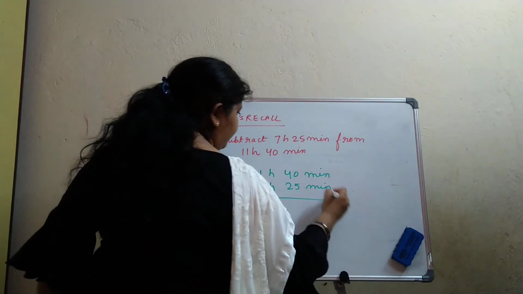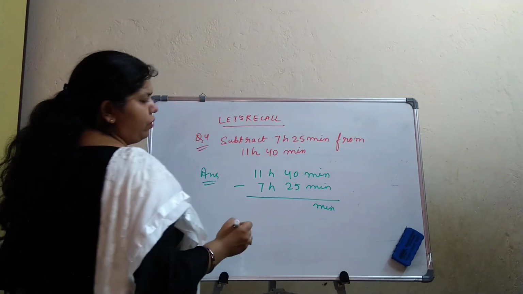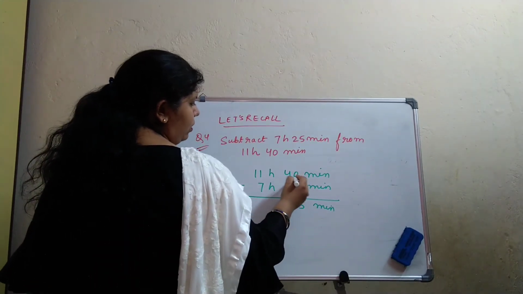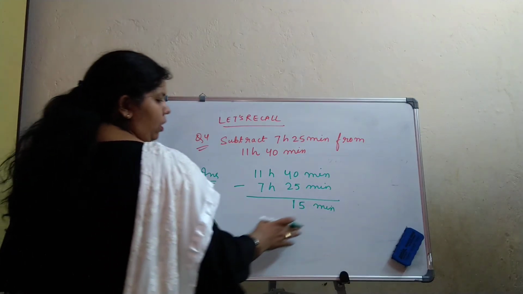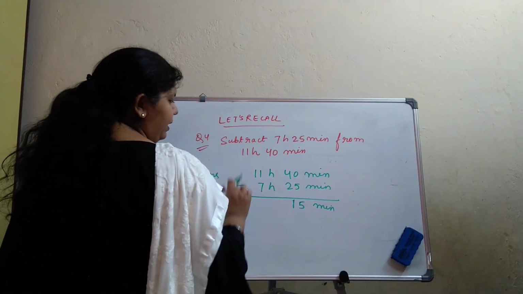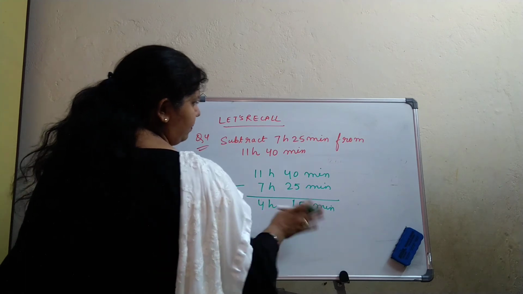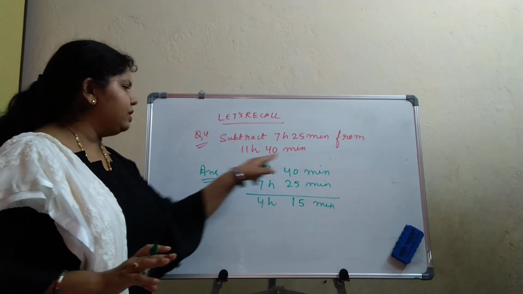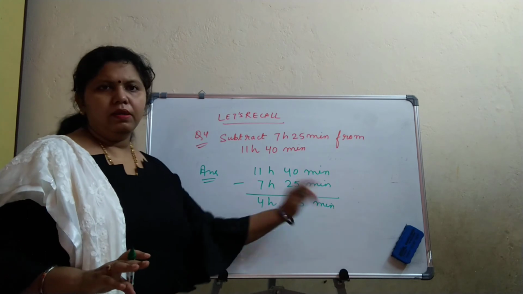And now do the subtraction. 40 minus 25 is how much? 10 minus 5 is 5. 1 gone, so 3 minus 2 is 1. So 15 minutes you have got here. And 11 minus 7 is what? It is 4 hours. So it is a simple question. 11 hours 40 minutes minus 7 hours 25 minutes is equal to 4 hours 15 minutes.